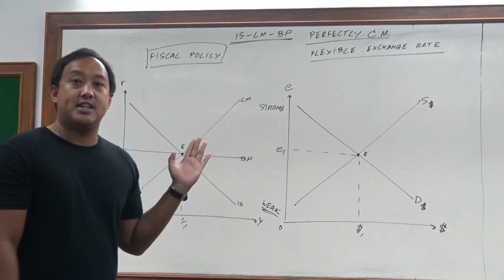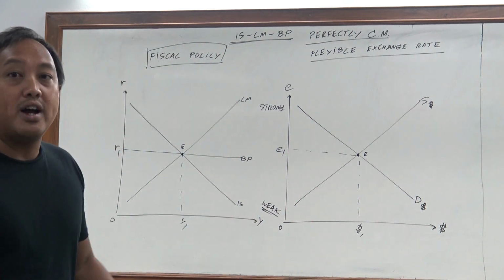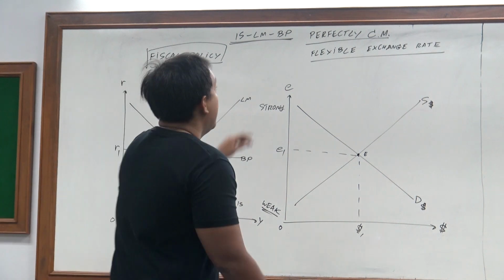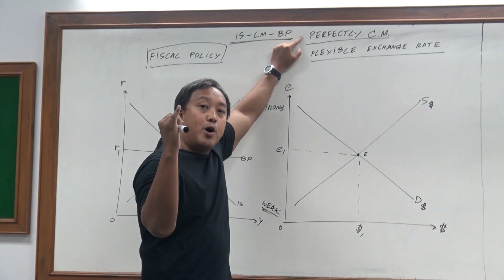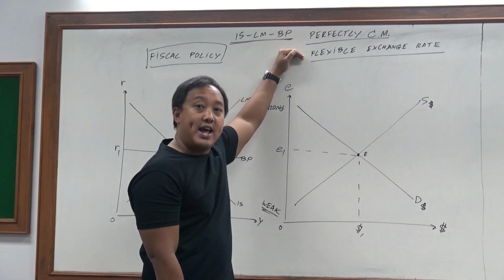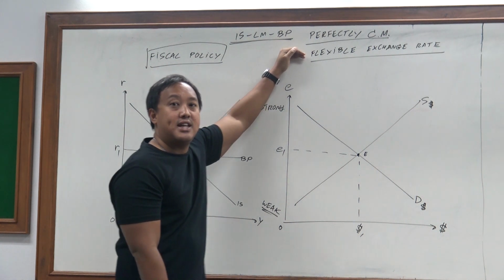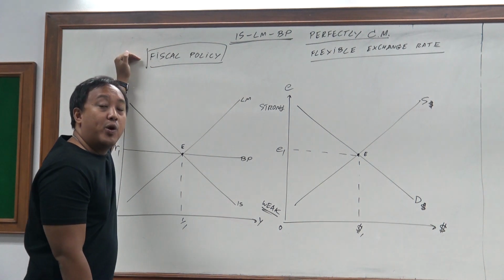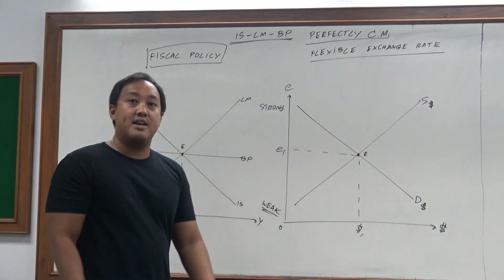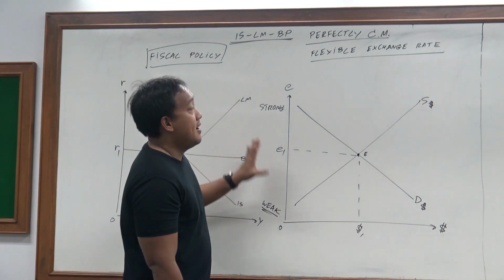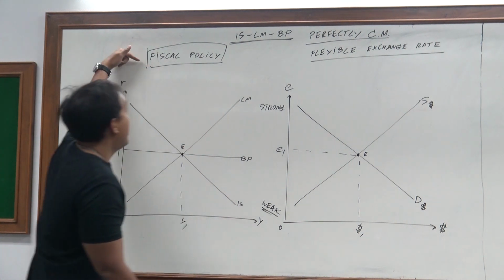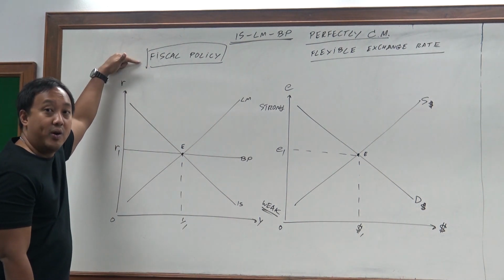So we're gonna consider two graphs together like this in many cases. We have perfect capital mobility and imperfect capital mobility. We're gonna have a flexible exchange rate and a fixed exchange rate, and we're gonna have fiscal policy and monetary policy. We're gonna compare them to each other. So first, perfect capital mobility and a flexible exchange rate. We're gonna focus on fiscal policy.